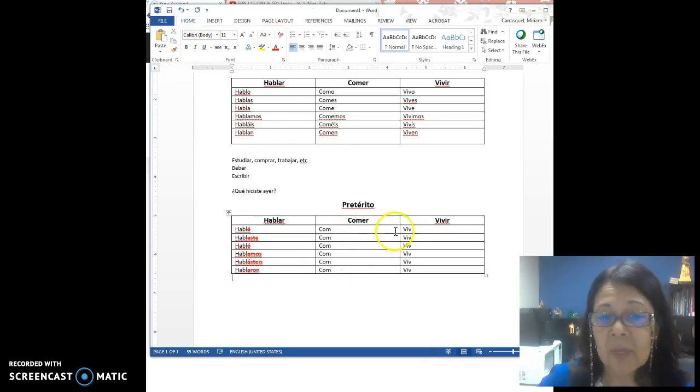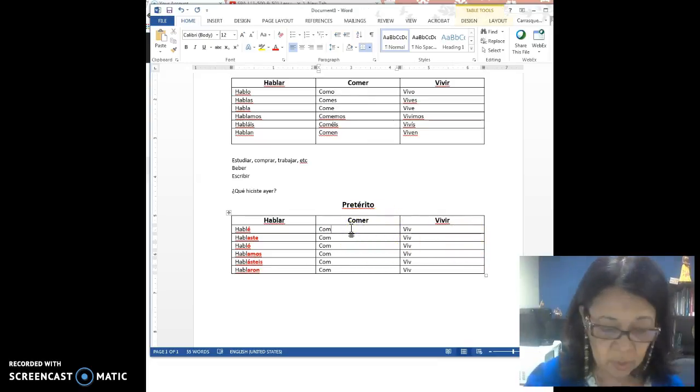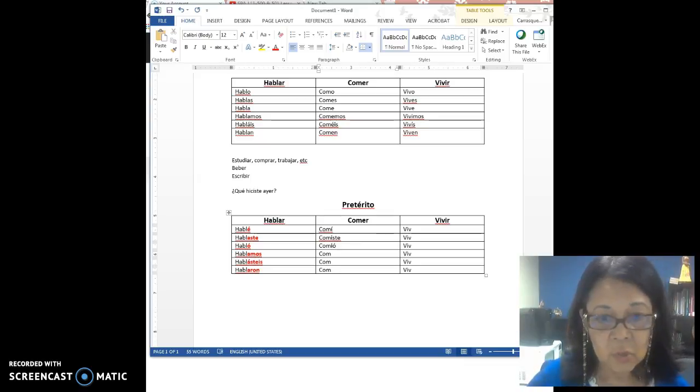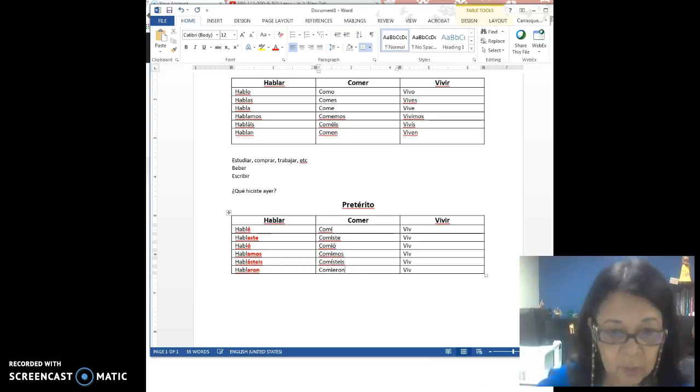Okay. Now, if you look at the past tenses or the pretérito for comer, the ER or the IR endings, this is what you do. So yo comí, tú comiste, él comió, nosotros comimos, vosotros comisteis y ellos comieron. All right?